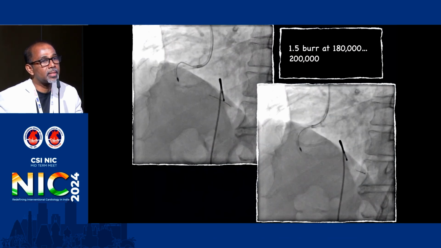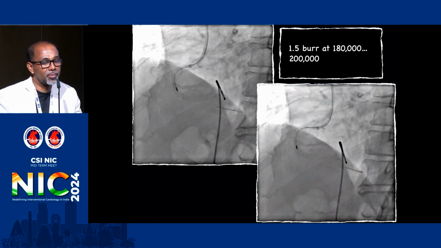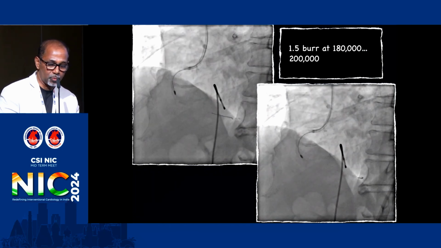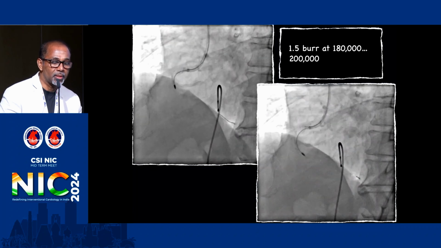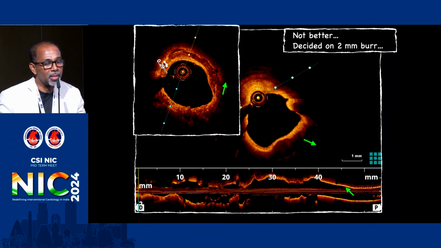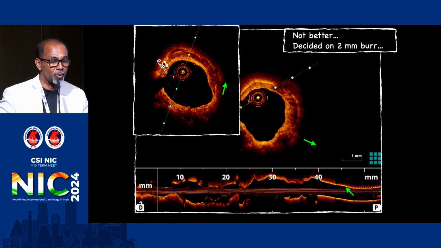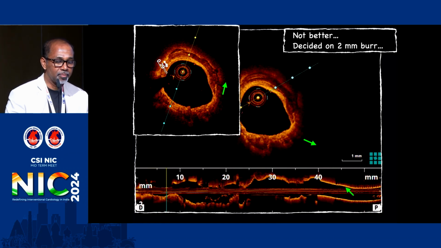In this particular patient, we started off with a 1.5 millimeter burr. We went up to 180,000, and at 200,000 we were able to go across the lesion. Once we were done with the rotablation with the 1.5 millimeter burr, we did an OCT run, because initially we were not able to get the OCT catheter across. So following rotablation, we did an OCT run.